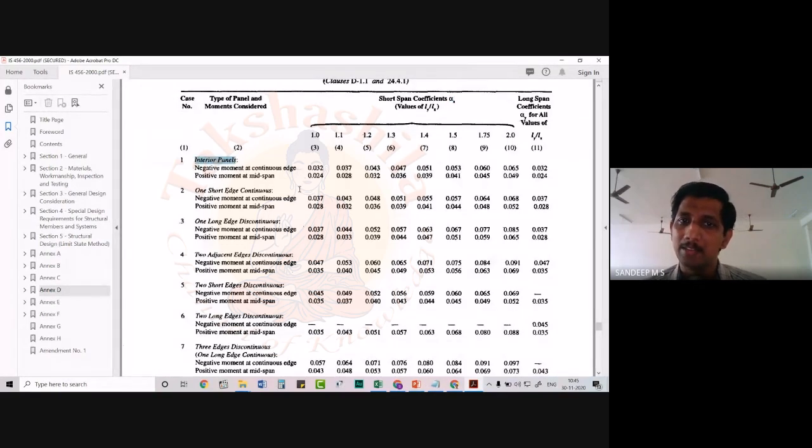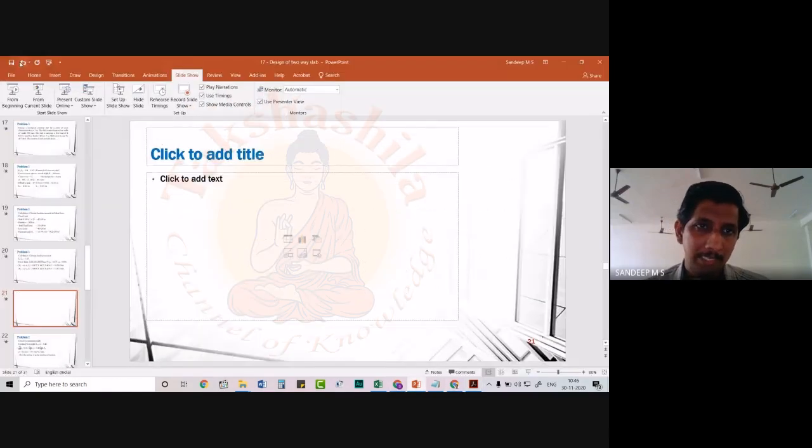So for this interior panel we will be having continuity on all the sides. So basically in both the directions we will be having a negative bending moment as well as a positive bending moment. When you calculate Mx using alpha x, you will be having 2 values. One is for positive moment at midspan and another one is for negative moment at the continuous edge. So you have to calculate both these moments using the Mx equation, find out how much reinforcement is required to take up this moment, and then provide the proper reinforcement.